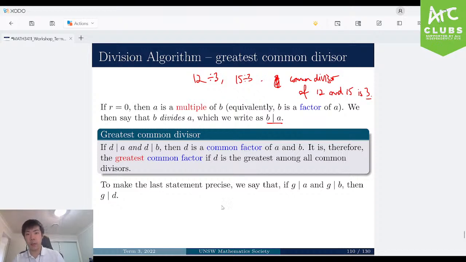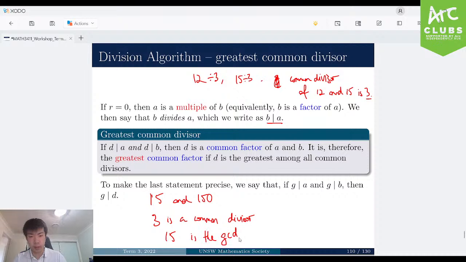On the other hand, if we look at, for example, 15 and 150, we could have 3 as a common divisor as well. 3 is a common divisor, but 3 isn't the greatest common divisor. The greatest common divisor would be 15, because 15 divides 15, and 150 is also divisible by 15, and there's no common divisor bigger than 15.